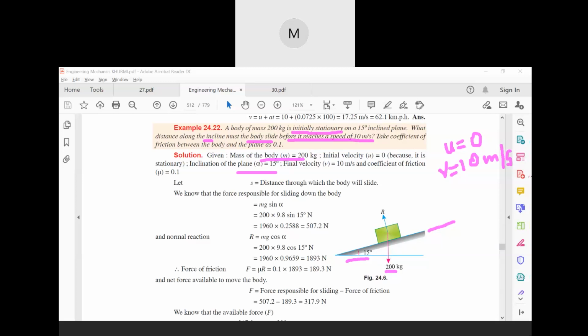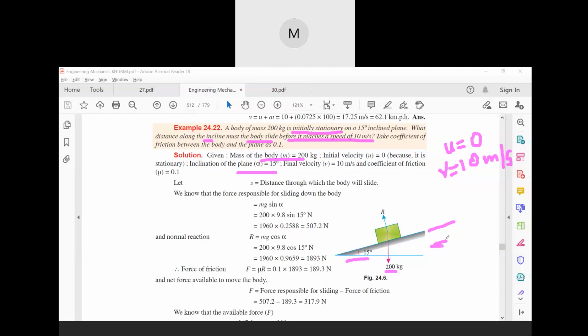v is 10. Now, if you see, your first principle is what? First of all, you have to draw a free body diagram or FBD. So how will you draw that free body diagram? For that case, you'll have to draw diagrams like this.